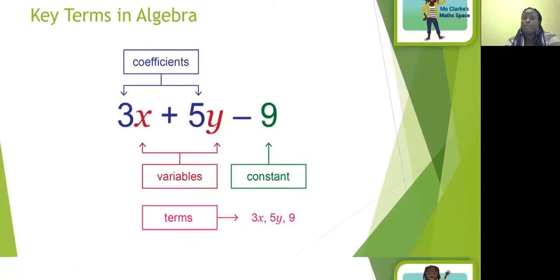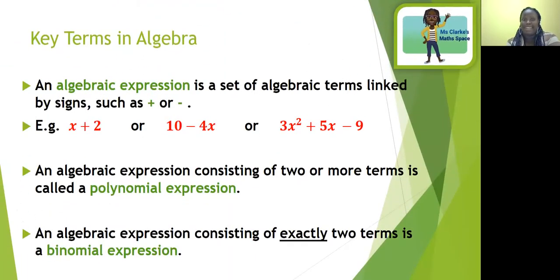So more definitions heading our way. So these are some key terms in algebra that would really help us in terms of having a good foundation moving forward. An algebraic expression, like I was sharing just now, is a set of algebraic terms linked together by signs such as a plus sign or a minus sign.